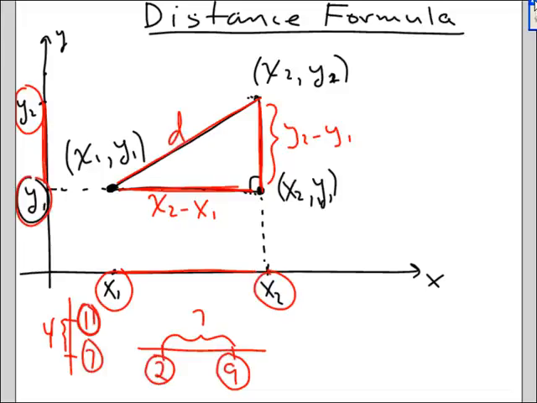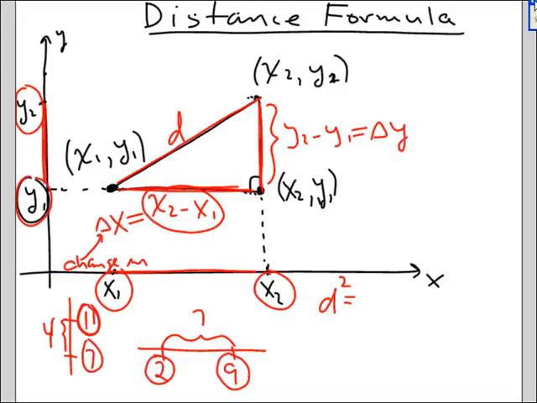Now, Pythagoras will be really helpful here. Pythagoras would say that d squared is equal to this squared. Now, to be honest, I prefer to call that the change in x. And I prefer to call this the change in y. Delta, the Greek letter delta, means change in. The change in x. Okay, d squared is equal to the change in x all squared plus the change in y all squared. That is what Pythagoras would say.